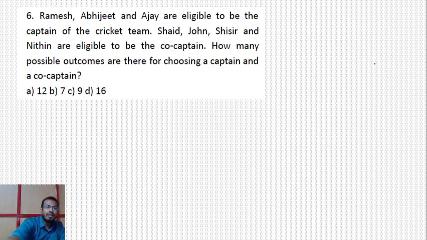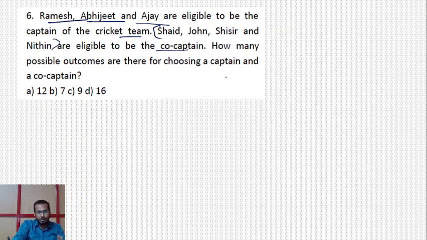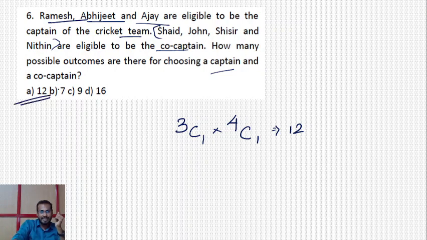Right? Look at this. Ramesh, Abhijit, Ajay are eligible for the captain of the cricket team. Then 4 persons, Sai, John, Shishar and Nitin are eligible for co-captain. How many possible outcomes are there for choosing a captain and co-captain? So totally there are 3 persons waiting for 1 captain post, so choose any 1 person out of these 3. And 4 persons are waiting for co-captain. Out of 4 I am going to select anyone. So our answer will be 12. 12 is the right answer.